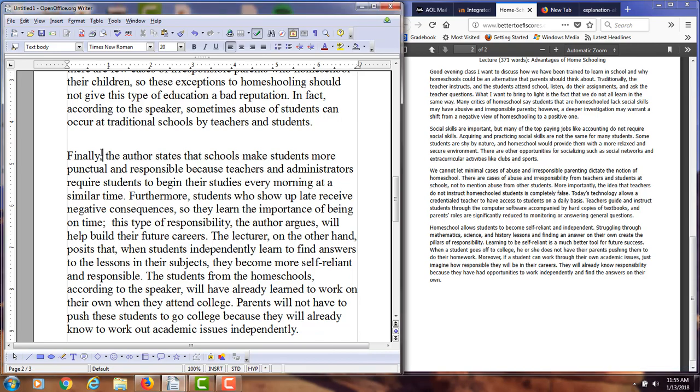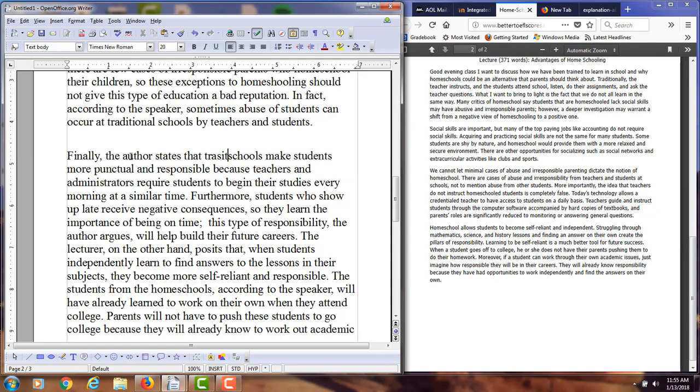All right, let's take a look at this paragraph one more time. So the author states that, I'm going to say traditional schools. It kind of separates it from the other one we're talking about here. So the author states that traditional schools make students more punctual and responsible because teachers and administrators require students to begin their studies every morning at a similar time. Furthermore, students who show up late receive negative consequences, so they learn the importance of being on time. This type of responsibility, the author argues, will help build their future careers.